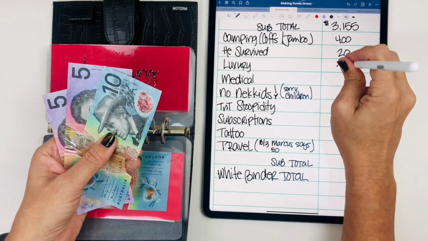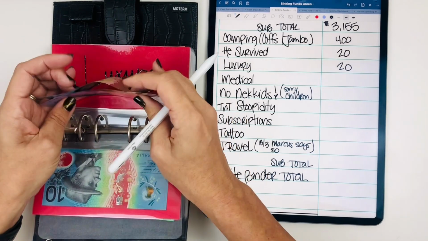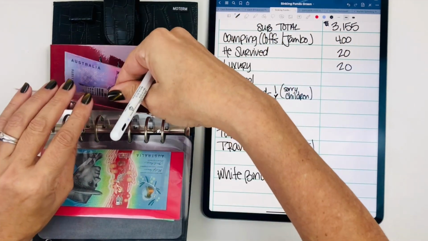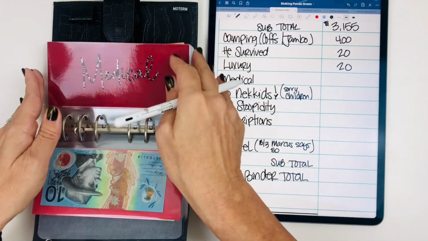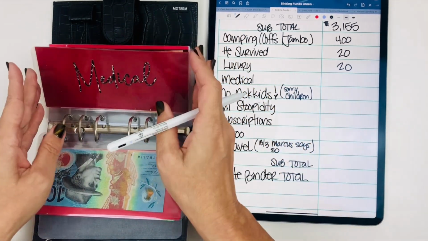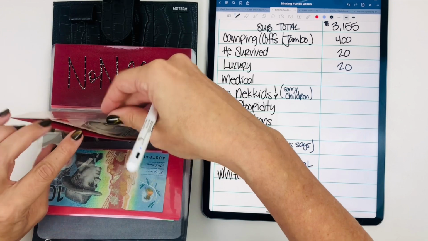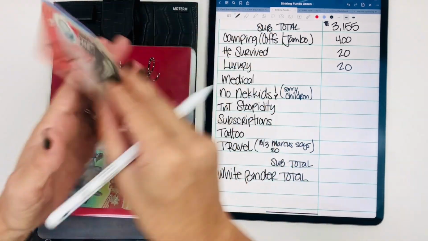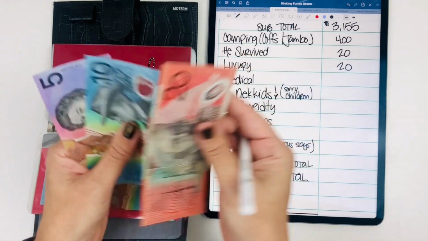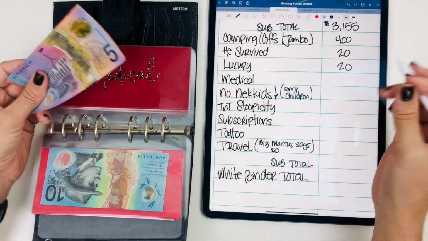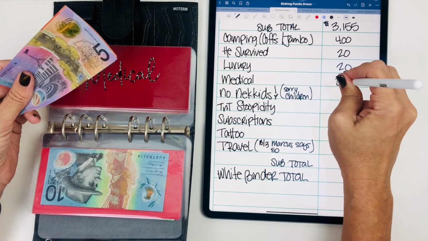In luxury, whereas my husband likes to call it Erin's really expensive stuff. Medical, this is for vanity, basically. I should call it my vanity fund, but $20, $30, and $5 is in there.